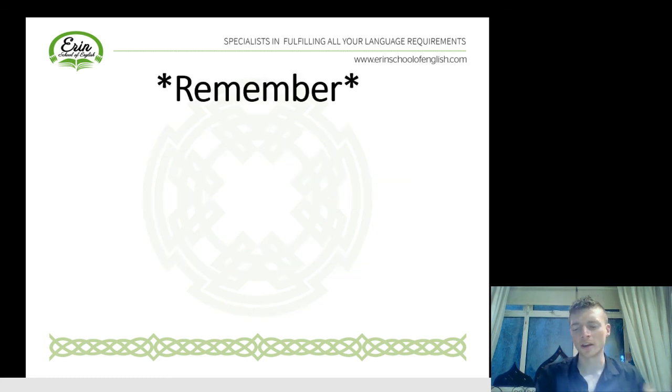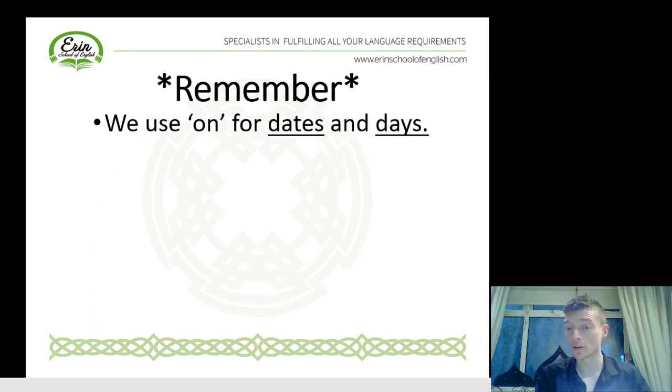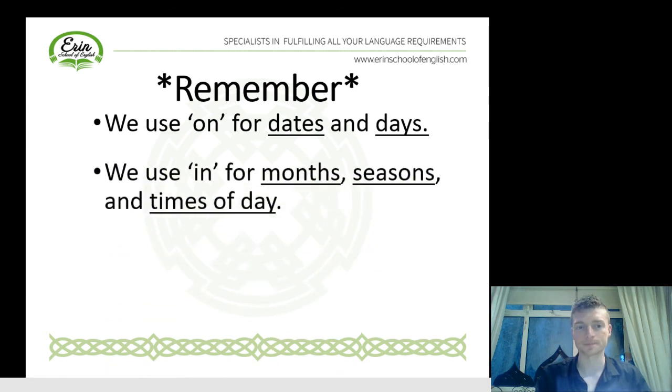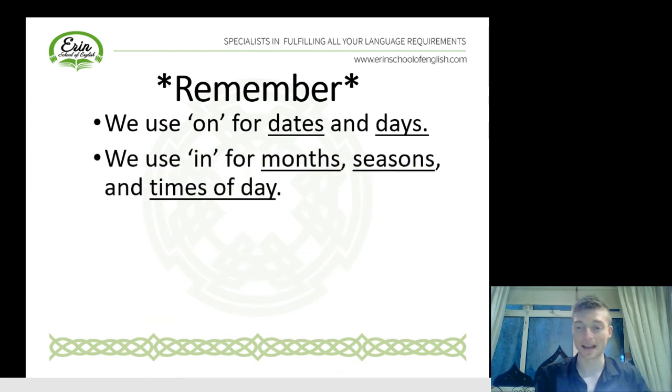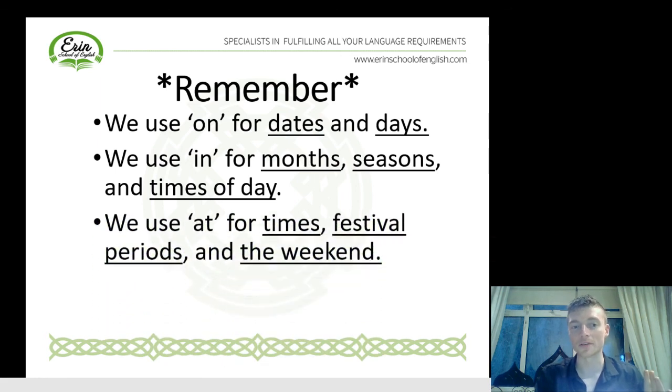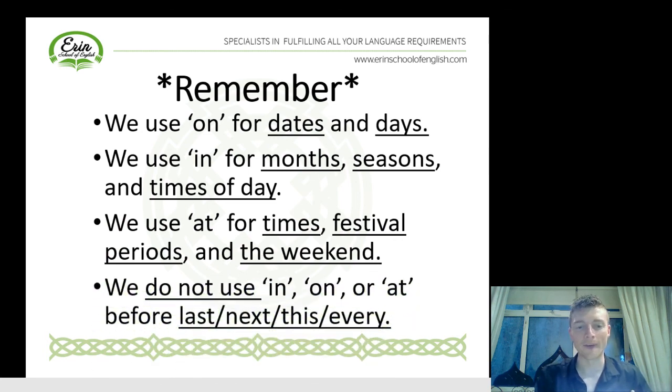Just before we finish, here are the most important points to remember from this lesson. We use on for days and dates. We use in for months, seasons, and times of the day. So for example, in the morning, in the afternoon, in the evening, but not for night, because we use at for times, festival periods, and the weekend, and also at night. And the final point here, we do not use in, on, or at before the words last, next, this, and every.